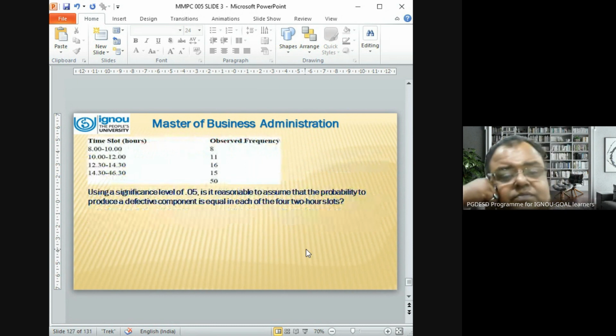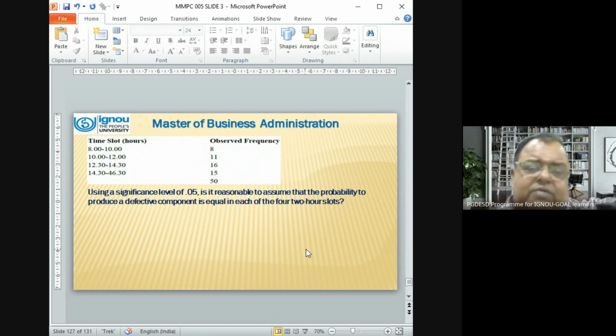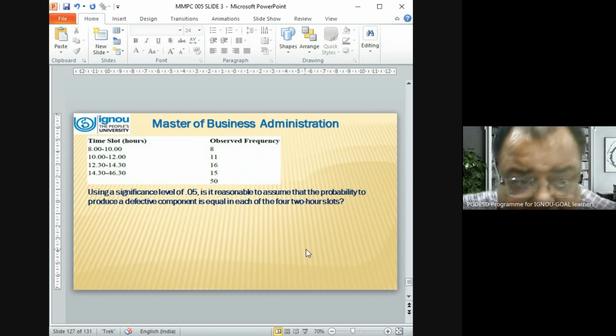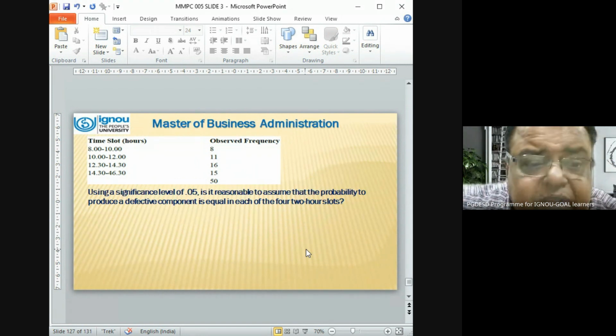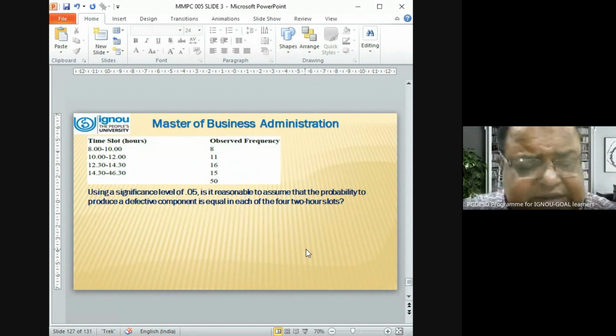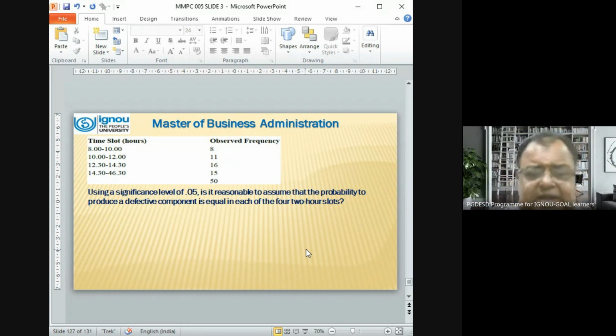Now, see. Expected slots: 8 to 10, 10 to 12, 12:30 to 14:30, and 14:30 to 16:30. Your observed frequency is 8, 11, 16, 15, and the sum is 50. Using a significance level of 0.05, is it reasonable to assume that the probability to produce a defective component is equal in each of the 4 slots?